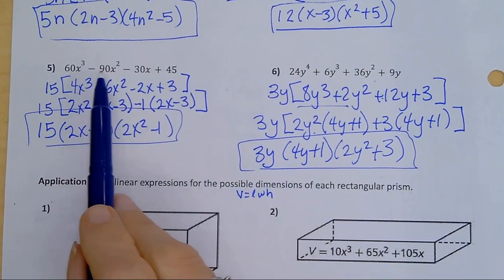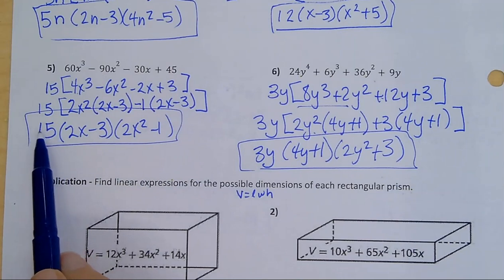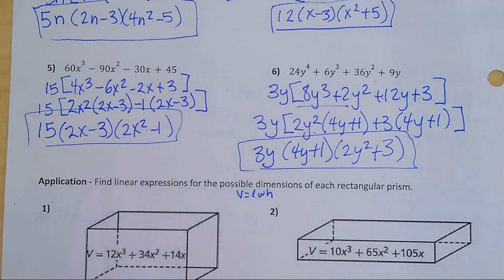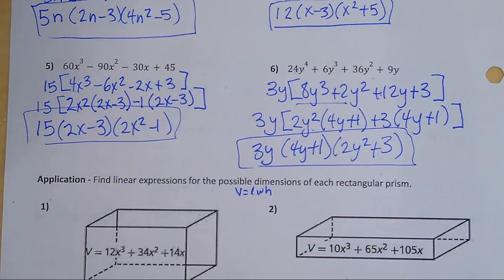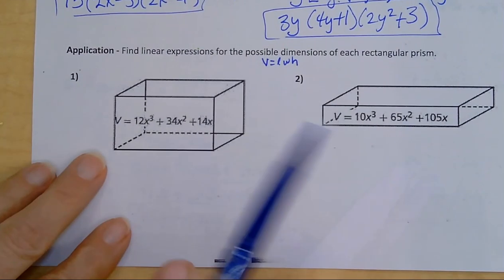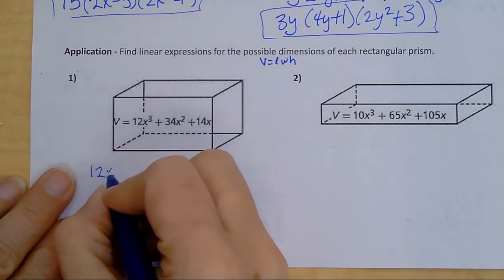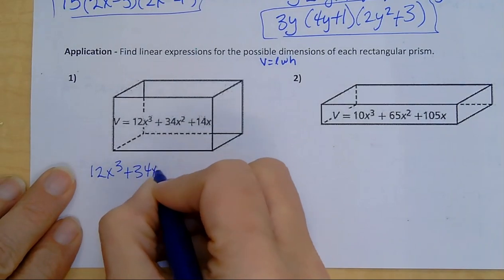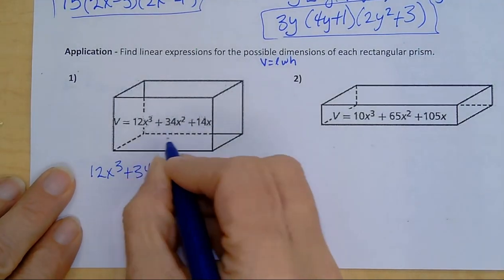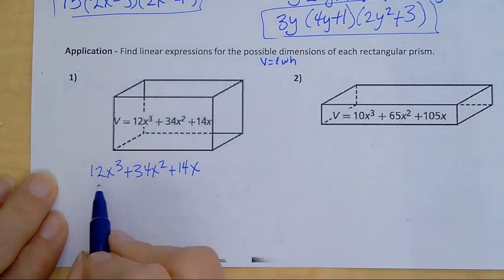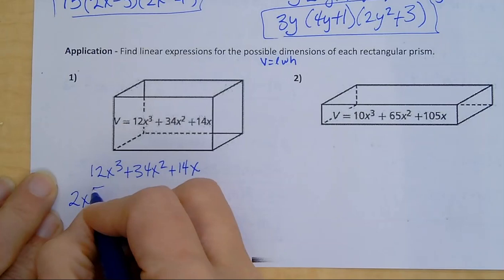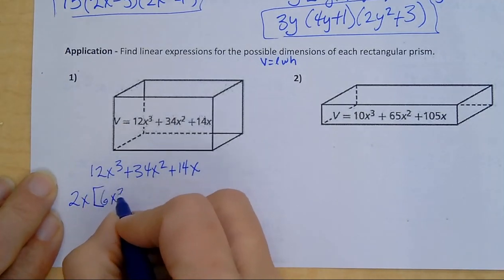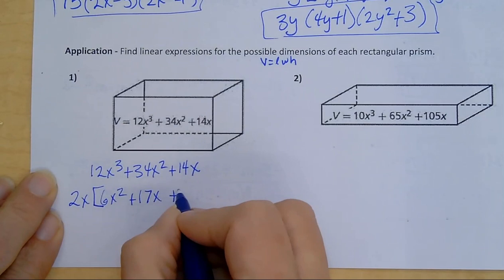Notice that as we've been factoring all these things, we have often had three factors, three things that we were multiplying together. So that's what I'm hoping is going to happen for me when I factor the volume. I have 12x cubed plus 34x squared plus 14x. I can definitely take an x out. I can definitely take a 2. I cannot take 4. I cannot take 7. So I'm going to say 2x times 6x squared plus 17x plus 7.